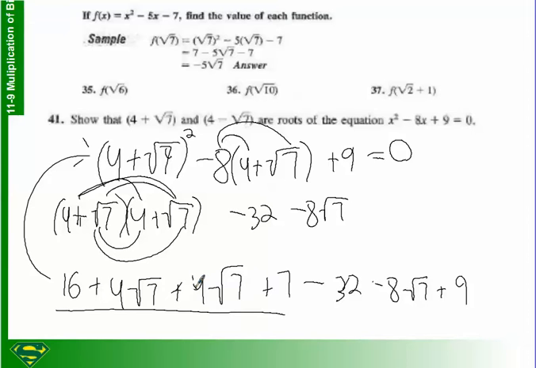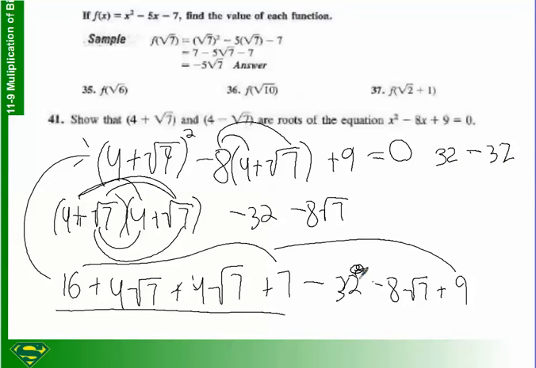So we're going to combine the 16 and the 7, and the 7 and the 9. Well, 16 plus 9 is 25, and then 25 plus 7 is 32. So we have 32, and then we're going to subtract 32 right here.